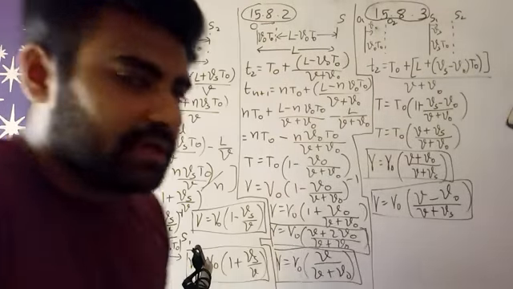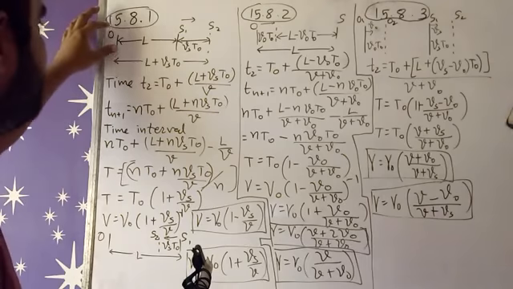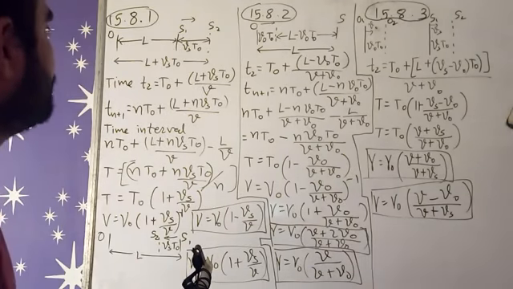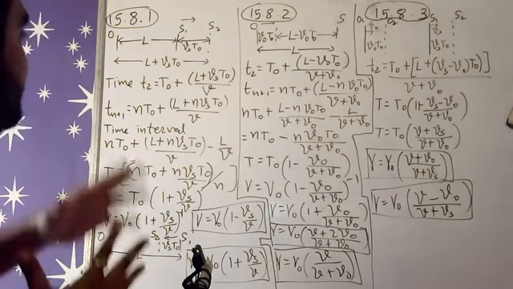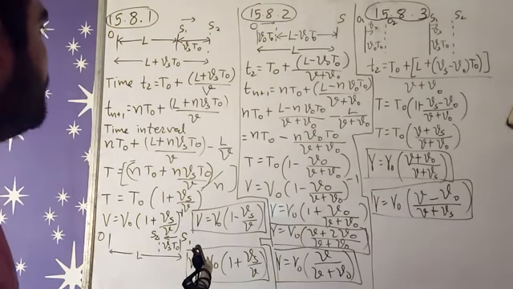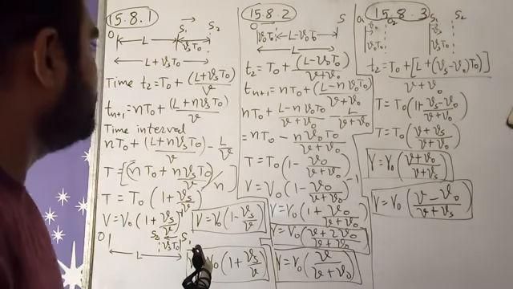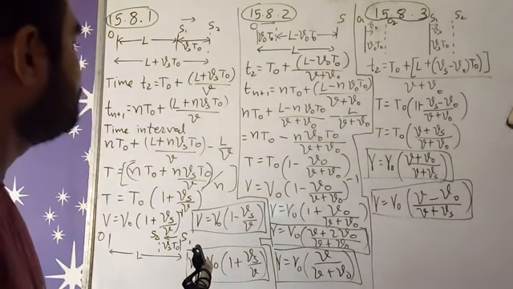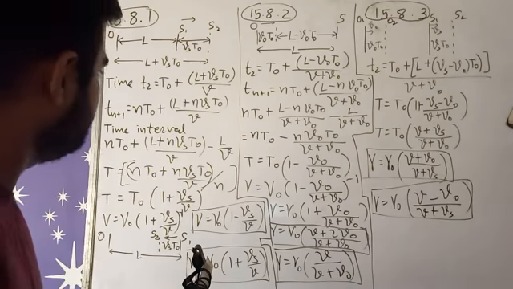Okay, now in this topic we are having three combinations. First, observer and source, where the source is moving away from the observer. The initial length between observer and source is L. Now when it moves, the distance covered in T0 timing is Vs T0. So the total final distance is now L plus Vs T0.